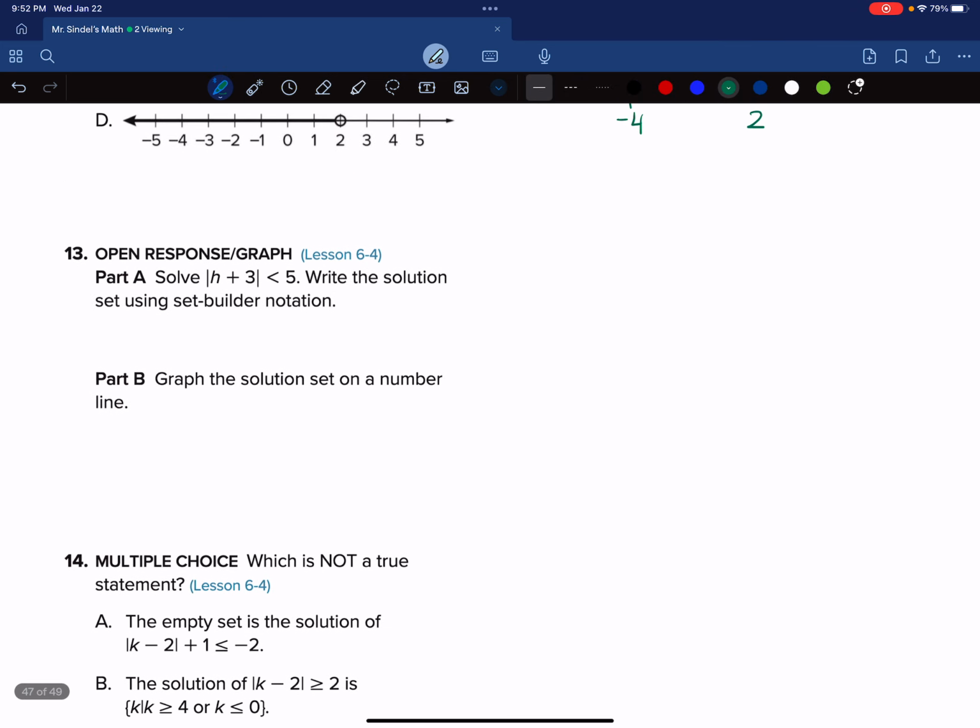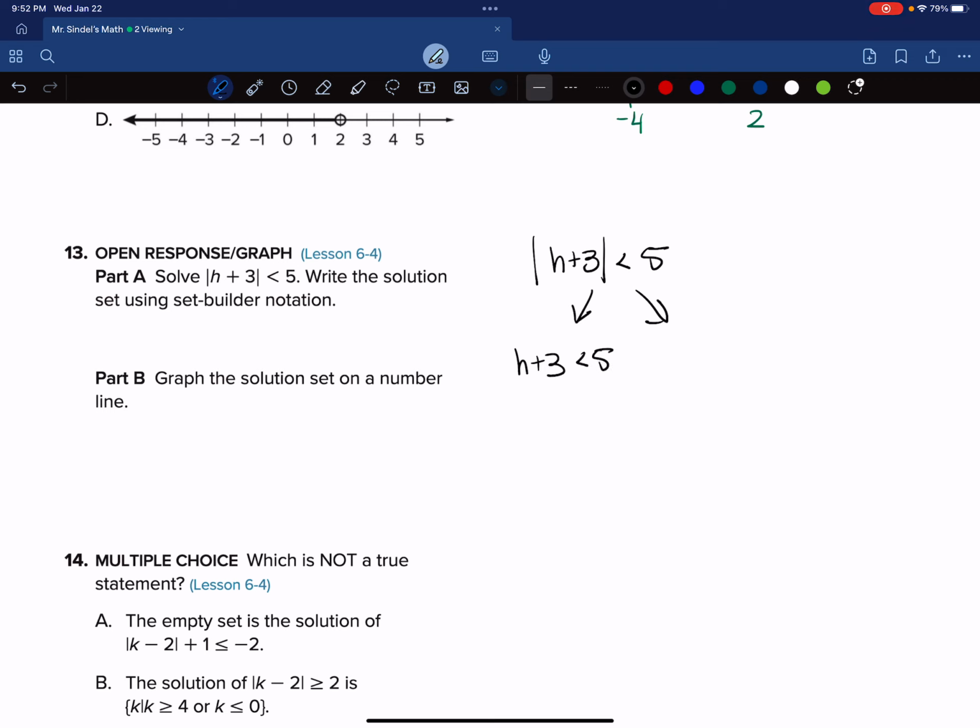Number 13, we're going to solve this thing. Easy peasy. Here we go. Absolute value of h plus 3 is less than 5. For absolute values, they turn into two different problems. The first problem, you just drop the absolute value symbol. You say h plus 3 is less than 5. And the other one, you're going to multiply everything outside the absolute value symbol by -1, which means this sign flips and this sign flips. It's essentially like saying greater than -5. That's not exactly how it works, but that's our shortcut for how to use a number line.